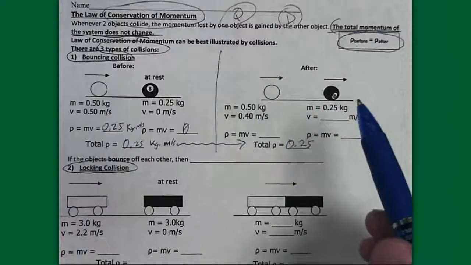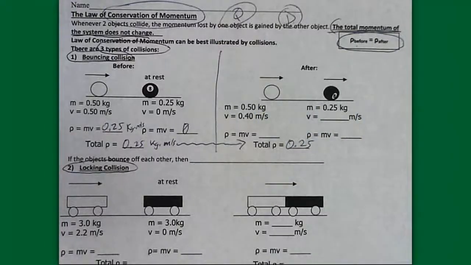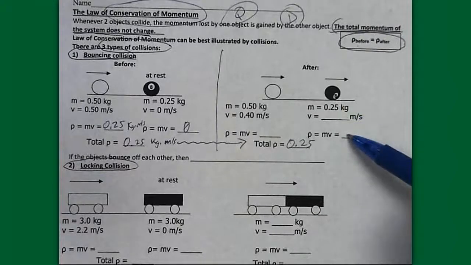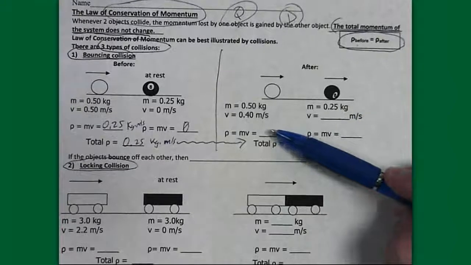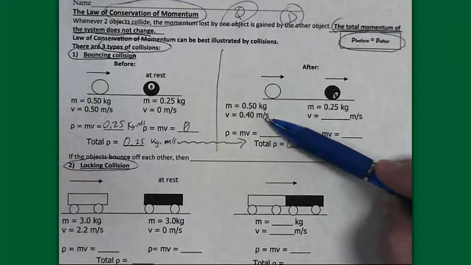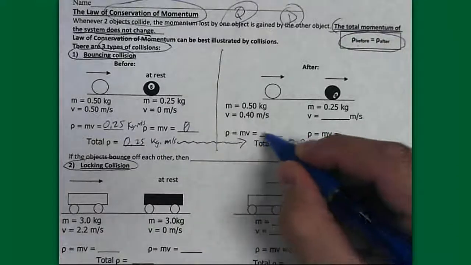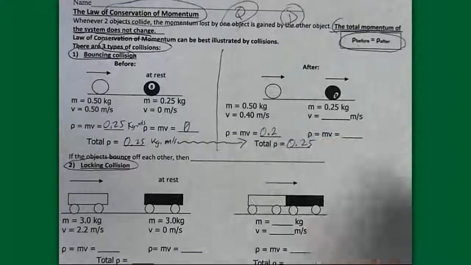The mass will not change. The mass of these things, at least in this course, is not going to change. So the masses still stay the same. I don't know the velocity of this ball, so I can't calculate anything here yet. But I can now calculate the final momentum of the cue ball because I'm given the final velocity of the cue ball. And half of 0.4 gives me a momentum, mass times velocity, of 0.2.